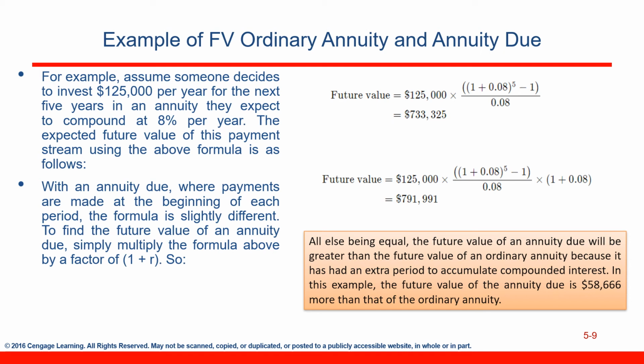So meaning, in the first year, it has no interest yet, no? This is still the beginning, and it already earns interest after 1 year. Okay, that's why the annuity due is much greater compared to the ordinary annuity.